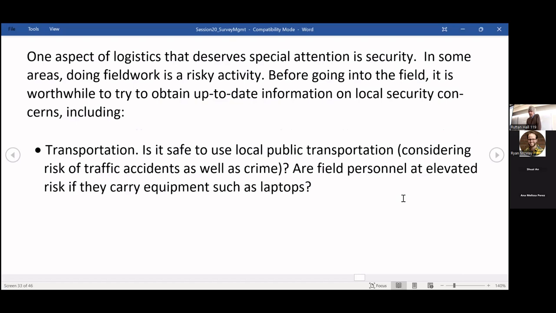Security, okay. Sometimes field work is risky depending on where you're working. Sometimes the simplest way to save money on transportation is just to have people take local transportation, but in some cases, local transportation may be dangerous. And sometimes carrying fancy equipment like laptops or expensive cell phones might make somebody a target for thefts or robberies and maybe even violent attacks. So you have to think about those kinds of possibilities.